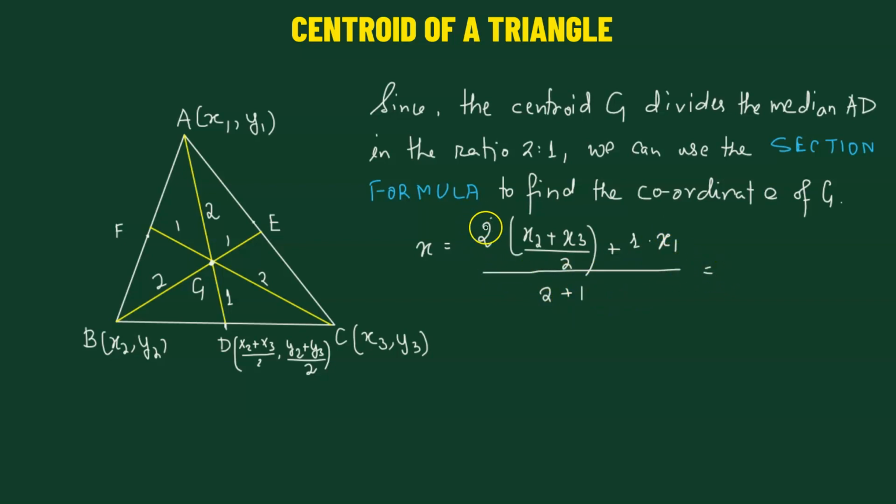So this is going to give us, so here 2 and 2 gets factored out. In the numerator, we are now left with x1 plus x2 plus x3 divided by 2 plus 1. So that's going to be 3. So this is going to be the x coordinate of the centroid.